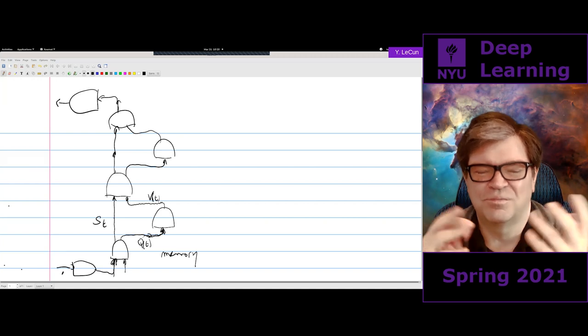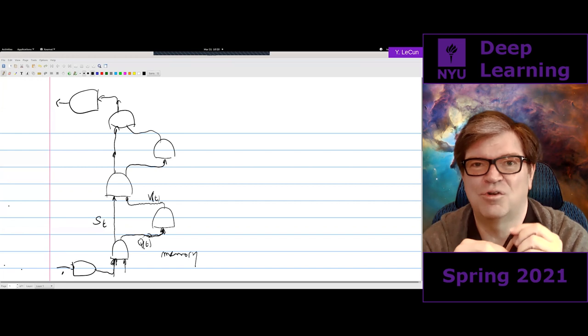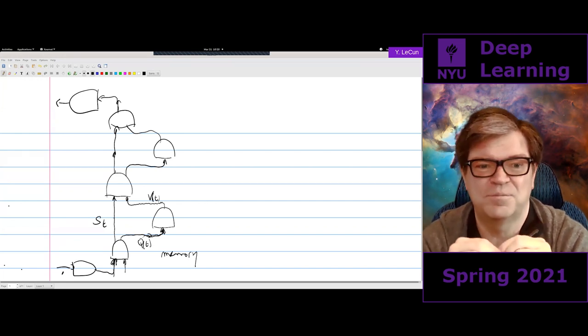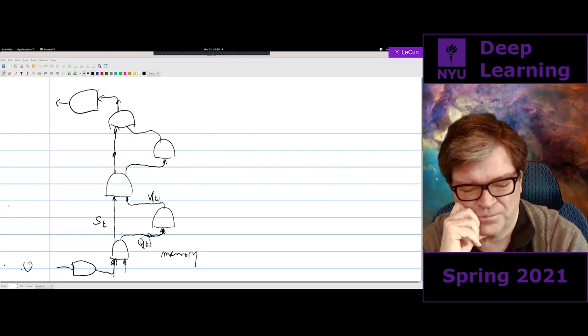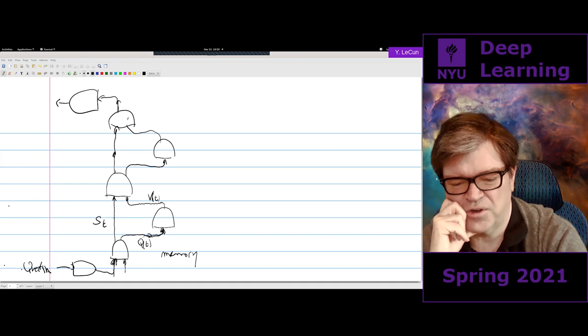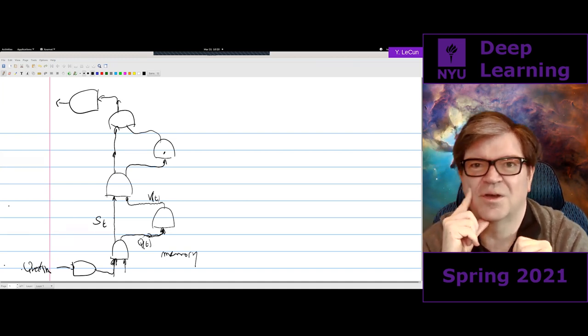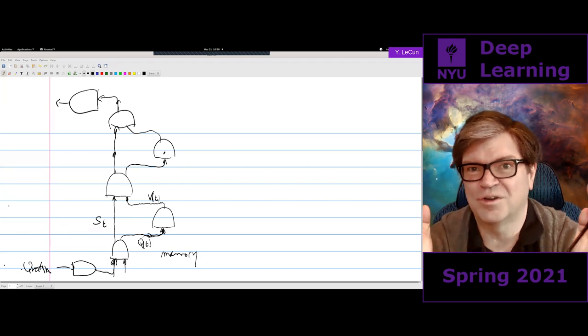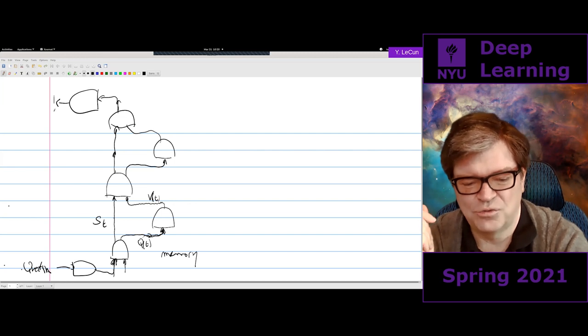Or the question would be, were John and Jane ever in the same room at the same time? Something like this, right? So you put a question here, run this through the system, and the system has access to the whole list of events in the story in this memory. And then in the end you train the system supervised by telling it the answer to that question.